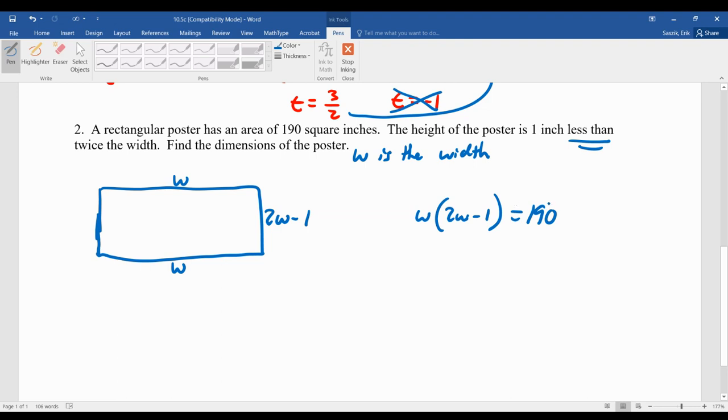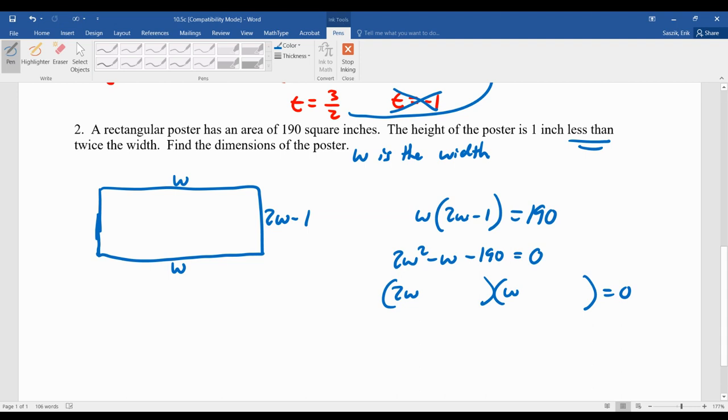But remember, this isn't set equal to 0. We have to set this equal to 0. And I'm going to have to distribute here. So I get 2W squared minus W. Now, to move this over, I would have to subtract it. And now I'm set equal to 0. Now, this one's a little bit harder to factor. There is no GCF. The only factor pair of 2 is 2 and 1.